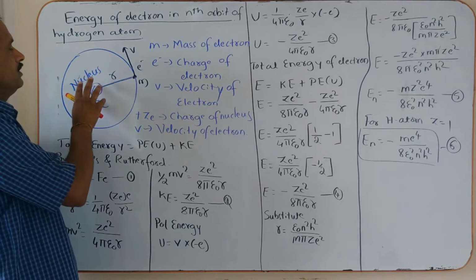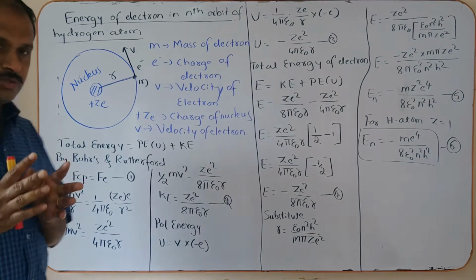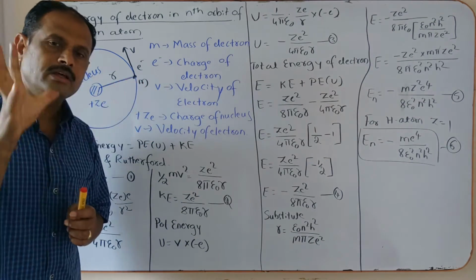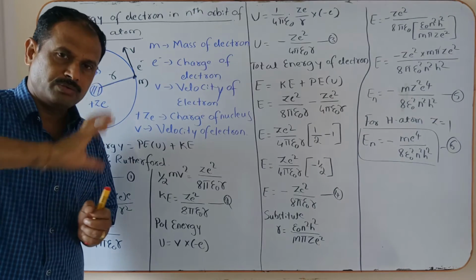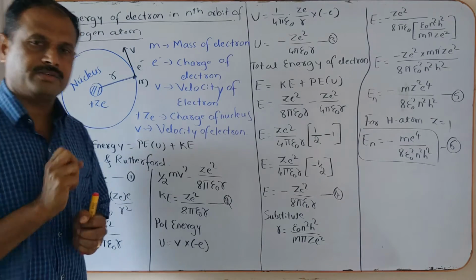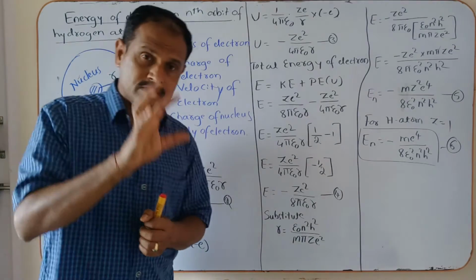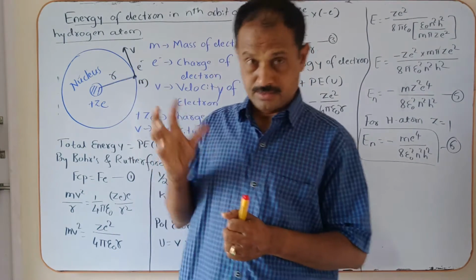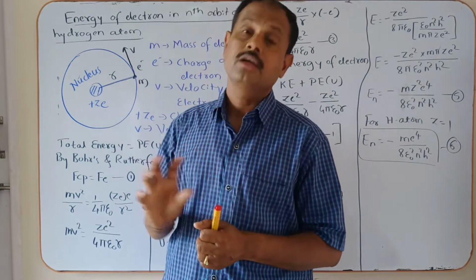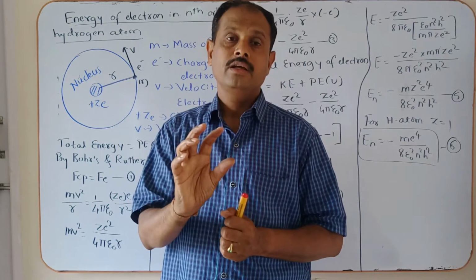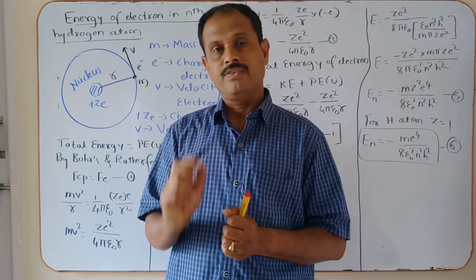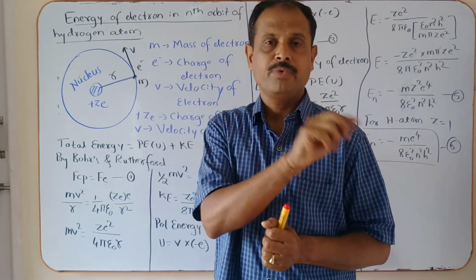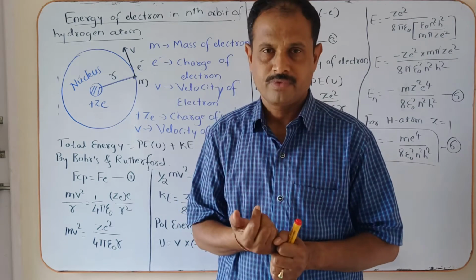Now, the nucleus is a positive charge. Definitely it produces an electric field. Around the nucleus, which is a charge, there is an electric field. Definitely at every point there is an electric potential.